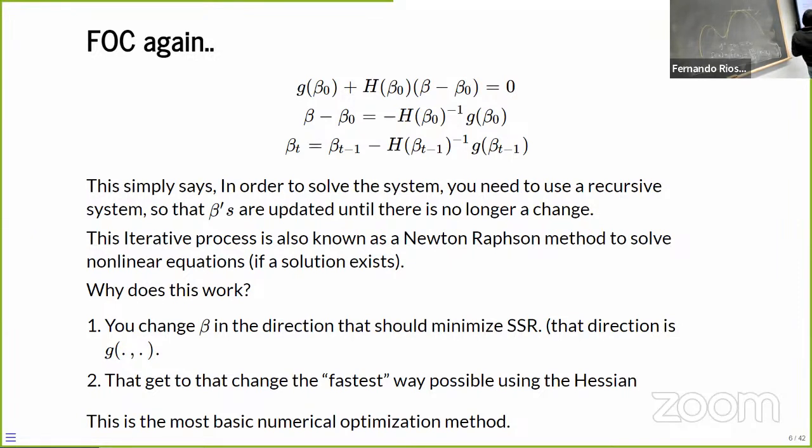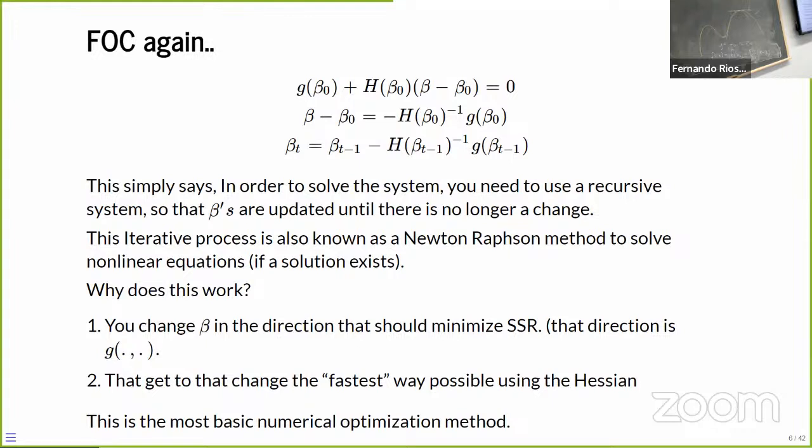Now, what this is telling you is the following: in order to solve this system of nonlinear equations, you need to use a recursive system. Recursive because of this part. I'm always trying to update the information with my previous guess, so that the betas are updated until there is no longer a change. Once I find a solution, the betas do not change anymore. That's what I'm going to assume to be the betas of my model. This iterative process is also known as the Newton-Raphson approach to solve nonlinear equations, assuming that a solution exists.